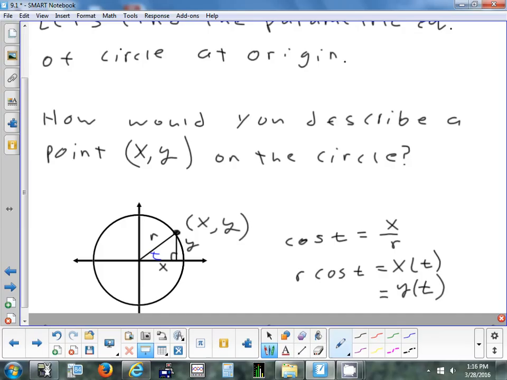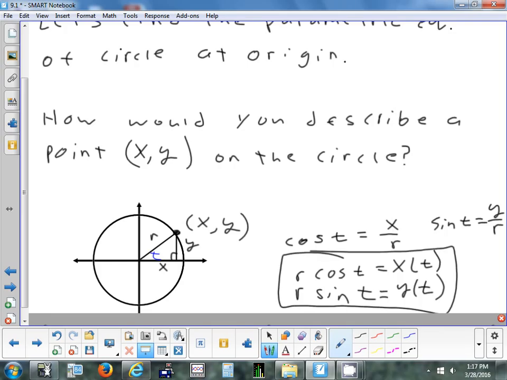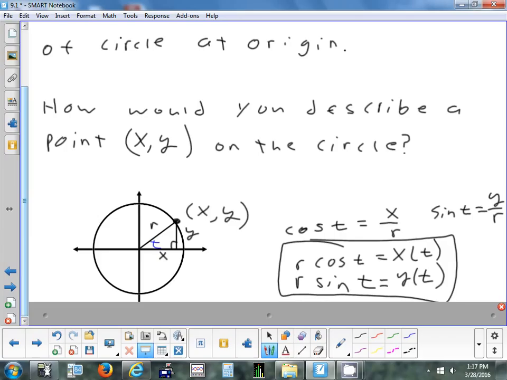So yeah, if you use sine, sine equals opposite over hypotenuse. And rearrange it to get y by itself, and you get r sine t. So that's how you draw a circle parametrically. X equals r cosine t, and y is r sine t. Just fill in whatever they tell you for r, and that's it.